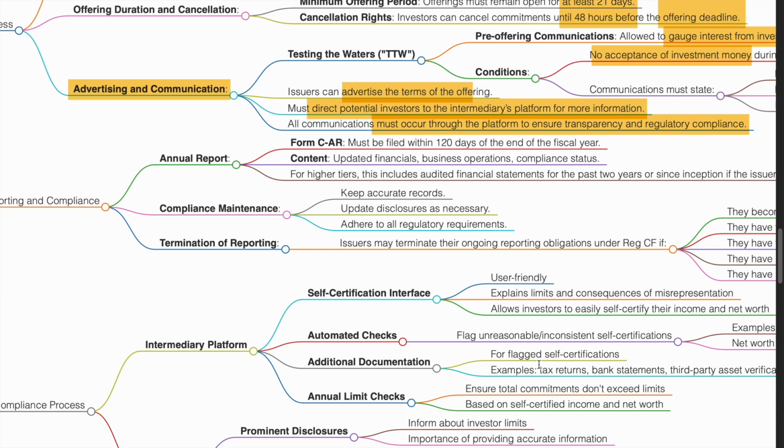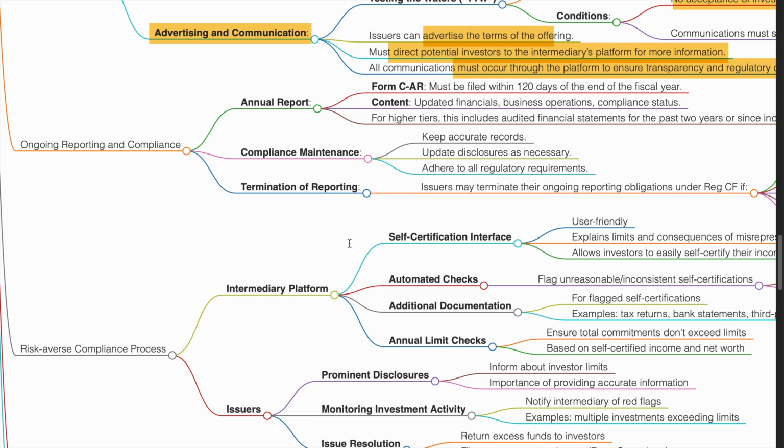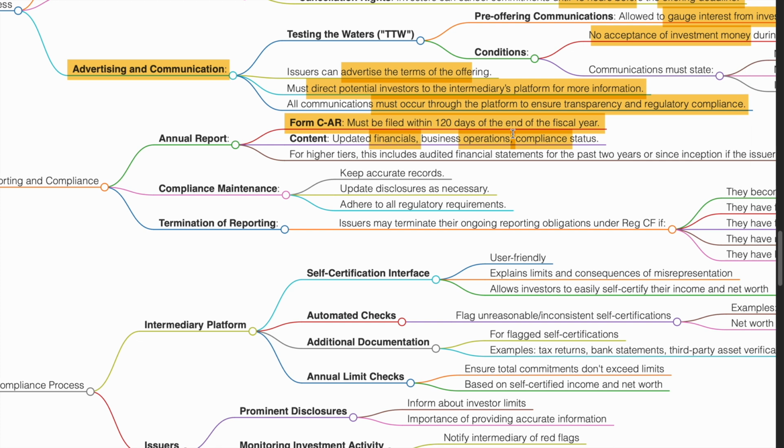So, just do not discuss details off platform. Now, once you've raised your Reg CF, there are all sorts of ongoing reporting and compliance things you've got to keep in mind. So there is a Form CAR, which cleverly, imaginatively enough, means the Form C annual reporting. This is obviously very important, and it must be filed within 120 days of the end of the fiscal year. It's essentially the same stuff as before, but just updated, right? So updated financials, business operations, compliance status, that kind of thing. And you guessed it, if there's any sort of material change, if somebody got sued with securities fraud, probably include that in the Form CAR.